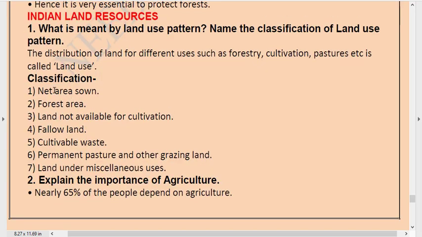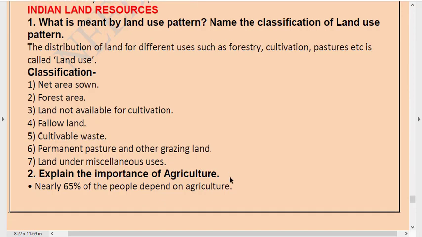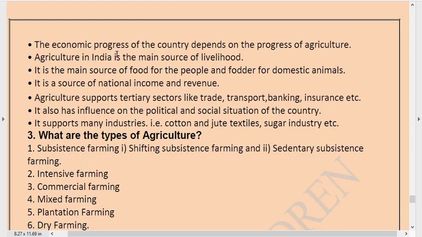Classifications are net area sown, forest area, land not available for cultivation, fallow land, cultivable waste, permanent pasture and other grazing land, land under miscellaneous uses. Next question, explain the importance of agriculture. Nearly 65% of the people depend on agriculture. The economic progress of the country depends on the progress of agriculture.